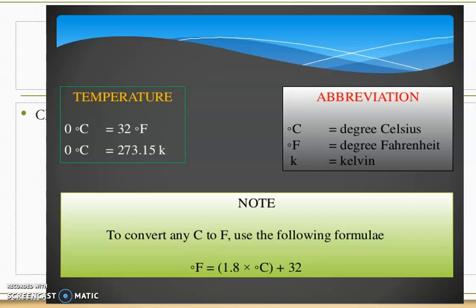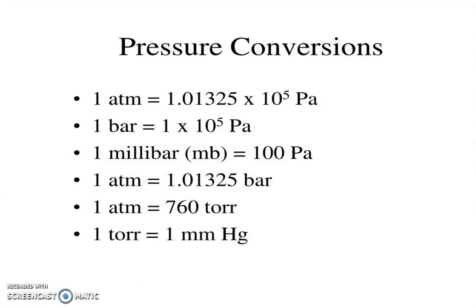I have written the formula here. Degree Fahrenheit is equal to 1.8 into degree Celsius plus 32. So that's how one can convert degree Fahrenheit into degree Celsius or degree Celsius into Fahrenheit. So we must understand these units.